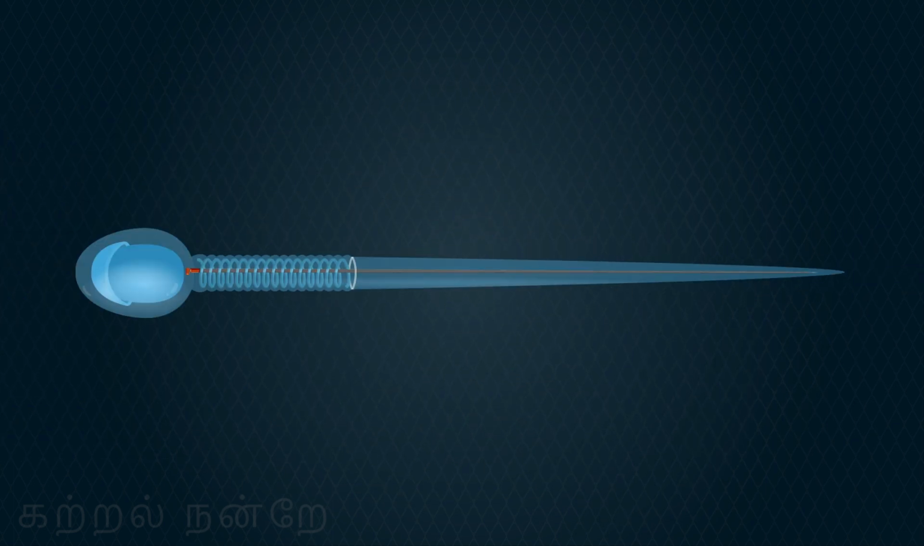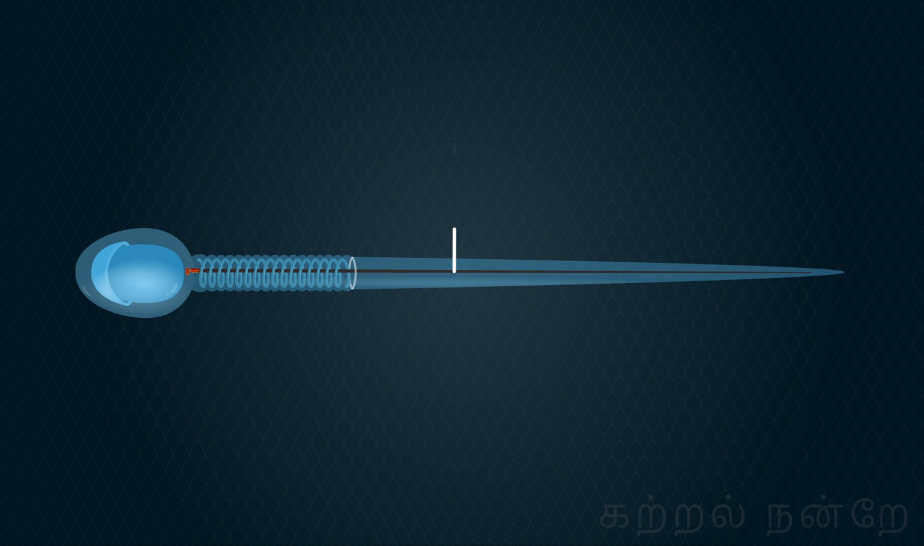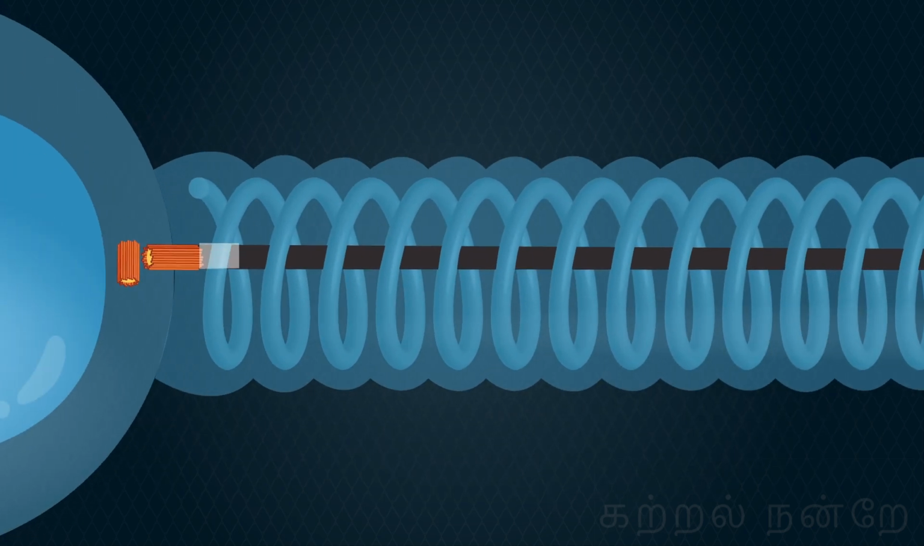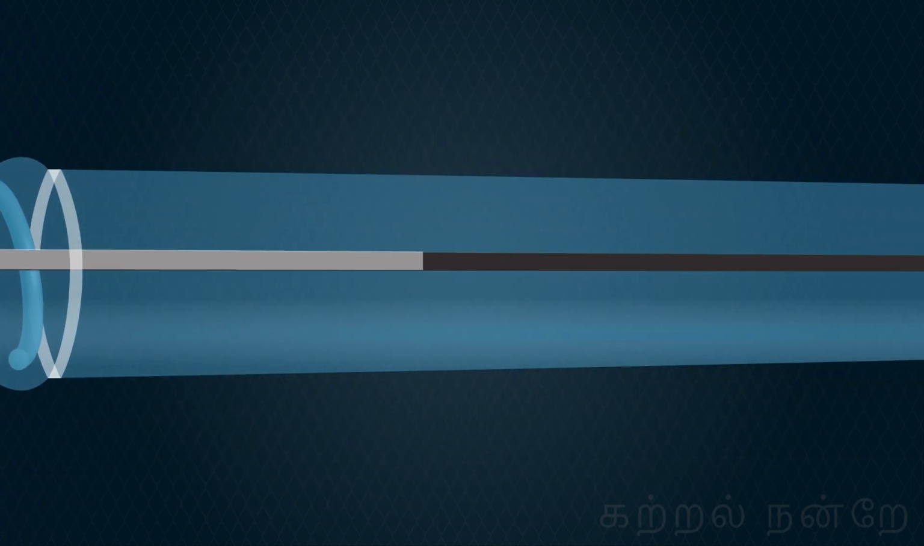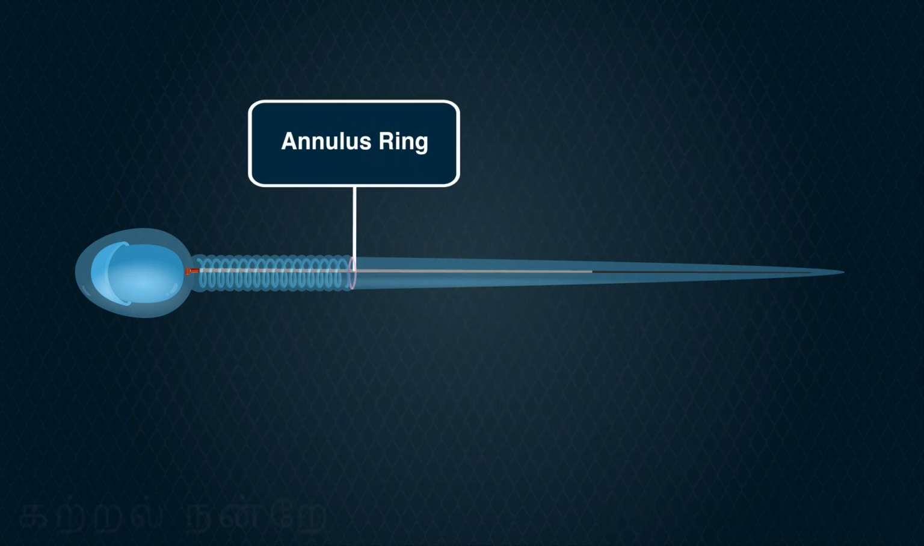The distal centriole gives rise to the axial filament, which acts as the central axis of the sperm cell. The axial filament begins from the distal centriole and extends through the middle piece to the end of the tail. At the junction of the middle piece and the tail, the axial filament passes through a ring-like structure called the annulus ring.